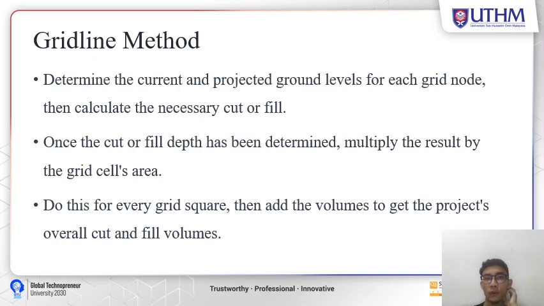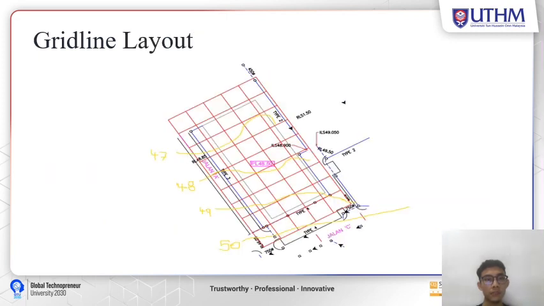The method that we use to calculate the cut and fill is the grid line method. The grid line method is used to determine the current and projected ground levels for each grid node, and then calculate the necessary cut or fill. Once the cut or fill depth has been determined, multiply the result by the grid cell area. We must do this for every grid square, then we add the volumes to get the project's overall cut and fill. So this is our grid line layout.